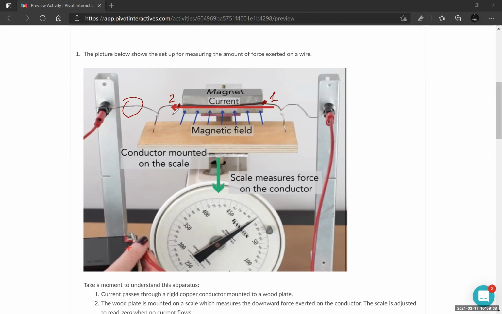One thing we can do here is actually change the length of the wire. We should also be able to change the magnet itself in our experiment, and see how the magnetic force is related to some of those quantities. Okay, so let's go and see what we have.